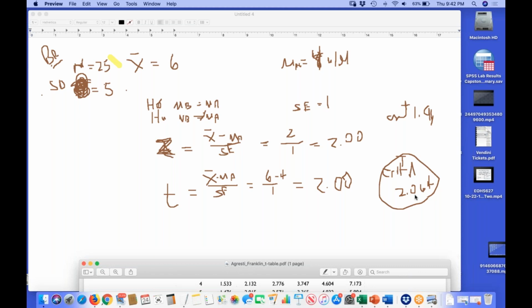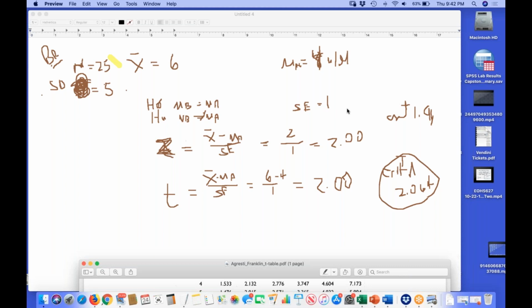Because my level of uncertainty now tells me that two standard errors apart may not be 95%. It's less than 95% certainty. I need to be further out in my interval, right? So since the critical value of t that I need for this sample size is 2.064, and the actual distance between these two is only 2.00 standard errors apart, I fail to reject my null hypothesis.